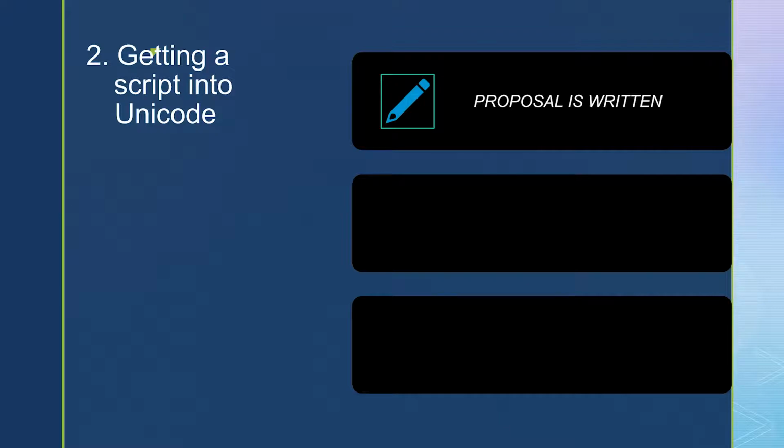So, how does a script get into Unicode? The process involves several steps. The first step is for a proposal to be written. A proposal describes all the characters of the script, as well as providing background on the script and examples of the various characters in use. My project works with proposal authors on their proposals.